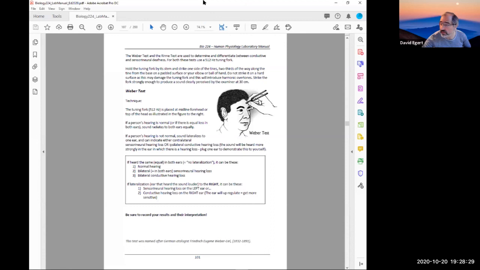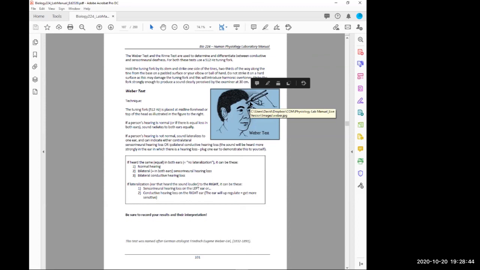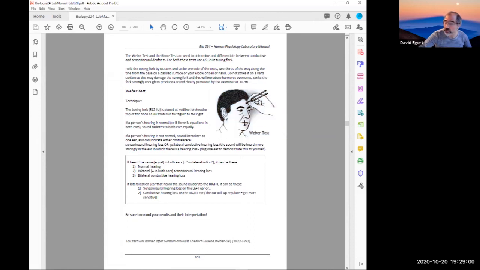If somebody puts this little tuning fork here, what would it mean if he hears the tuning fork equally in both ears? That he either has normal hearing or he has sensorineural or conductive hearing loss in both ears. So either everything's fine, or it could be possible he has hearing loss, but it's exactly matched.